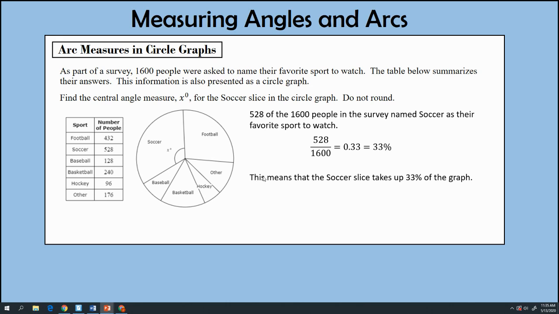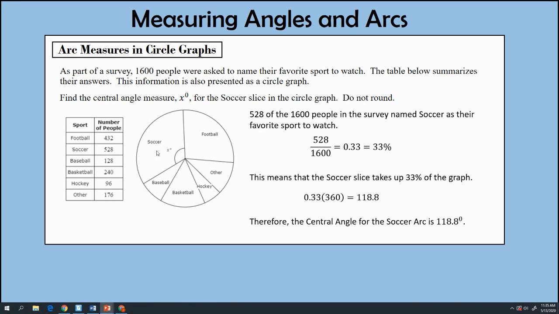So that means, this is kind of going back to our last example, that this percent right here is 33% out of the entire circle. So now we can find that central angle by finding 33% of 360. So 0.33 times 360 is 118.8. So therefore, the central angle for soccer should be 118.8 degrees. That makes this arc 118.8 degrees.